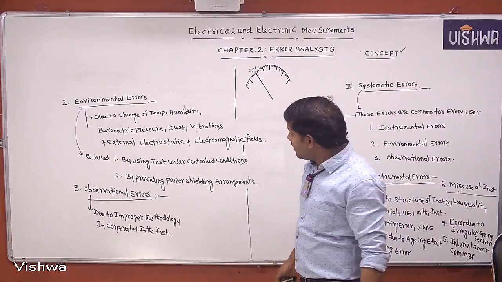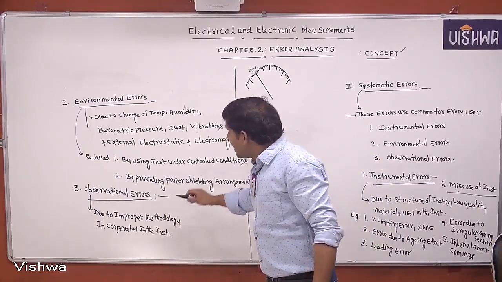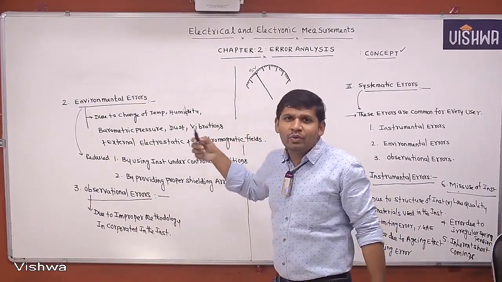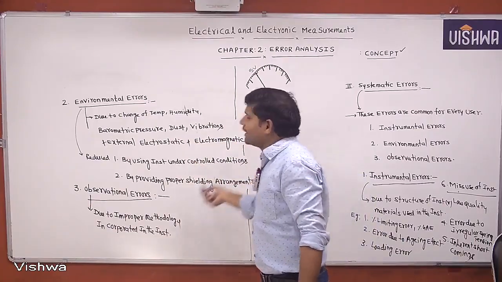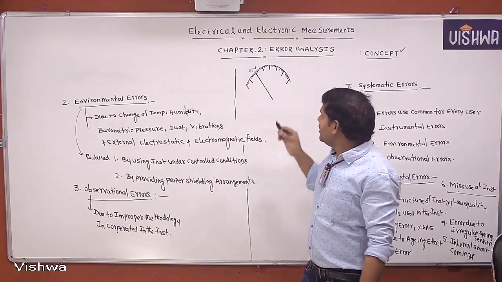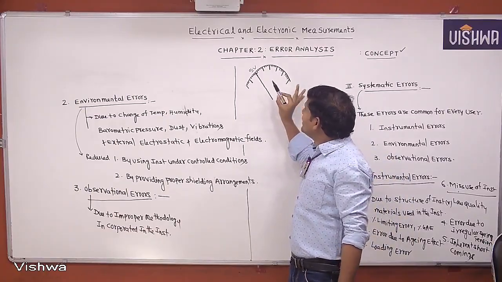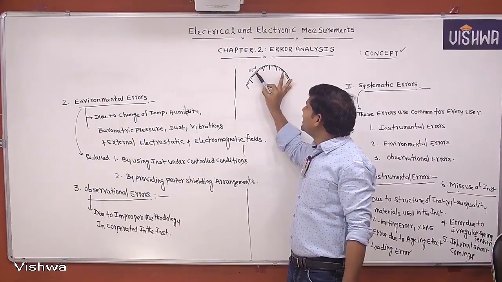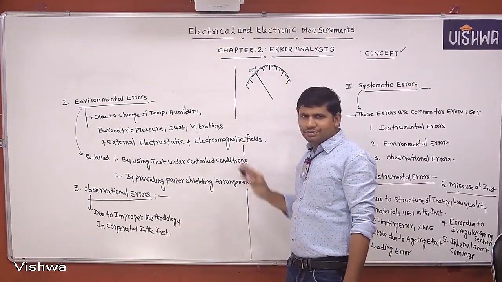Understood? Due to improper methodology incorporated in the instrument, we are getting error. This is nothing but observational error. Then how can we reduce these observational errors? In order to reduce observational errors, we must maintain the scale and pointer in the same plane.